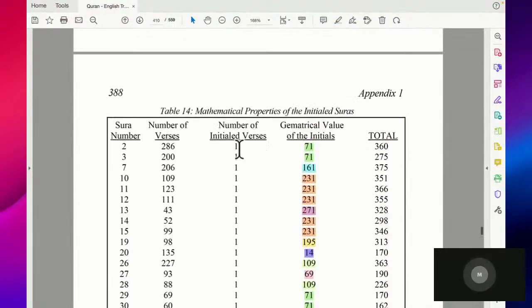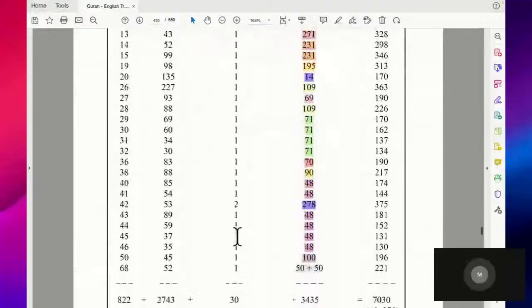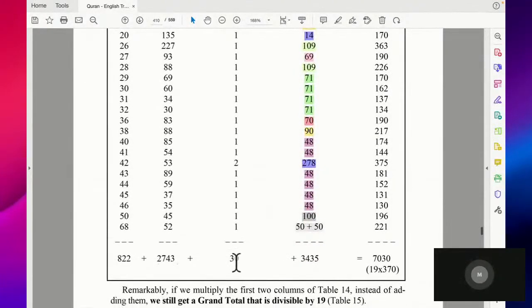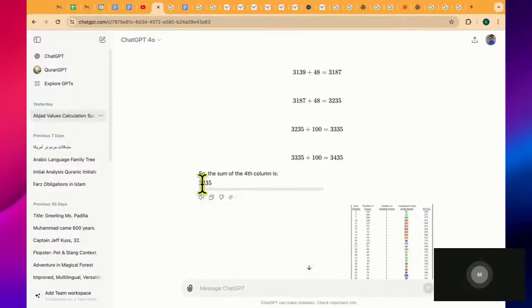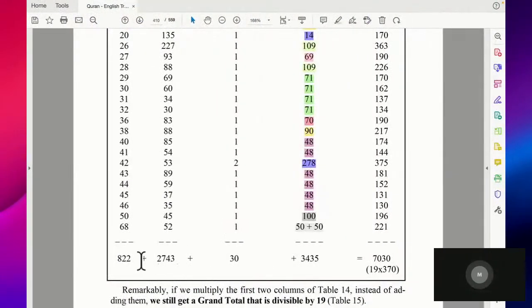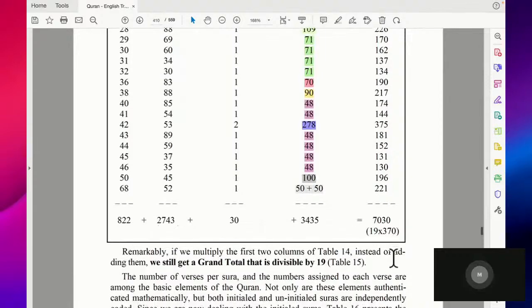The third column, previously we have talked about it. The addition here is 30, and we have 30 here as well in this column. Now, this column was new. Let's see what it has done with this calculation. Here we have 3,435, and here we have 3,435. So it has done the right calculation. And all of it put together, it's 7,030, which is 19 times 370.